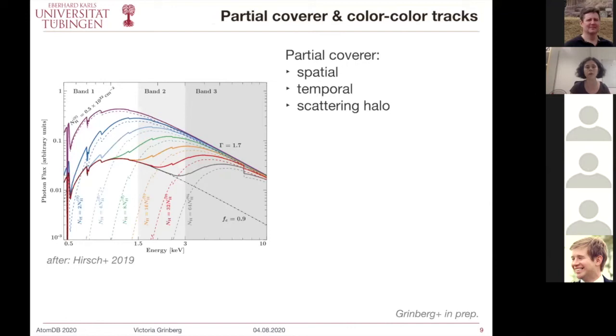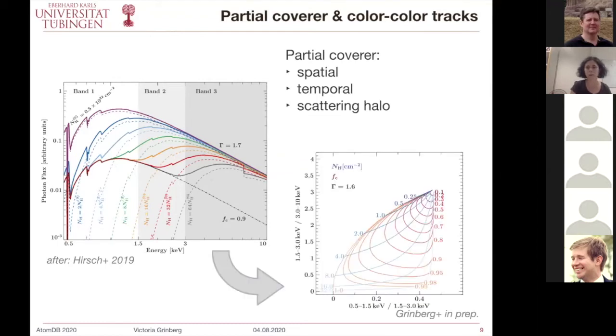And this is a partial cover, something that's used pretty often, both in X-ray binaries and in AGN. It can be either spatial, temporal, or, for example, through a scattering halo, so you have some emission that still arrives at where you are, and you model it with a partial cover, even though it's not really partial cover. And what you see on this plot here is what spectral shape you actually have with increasing absorption. And I also show 3 different energy bands that are going to become important in a second.